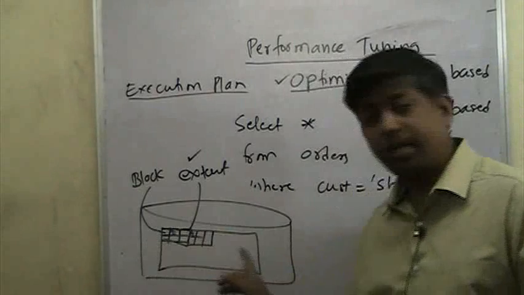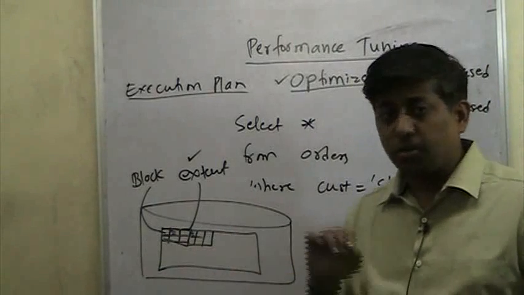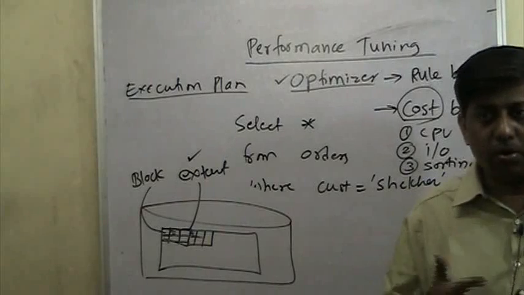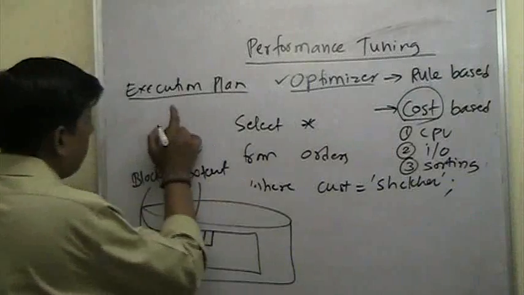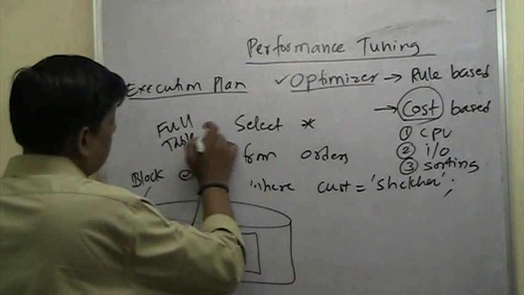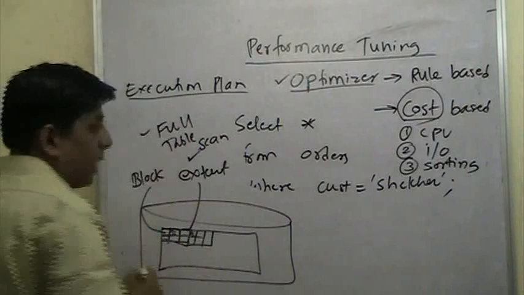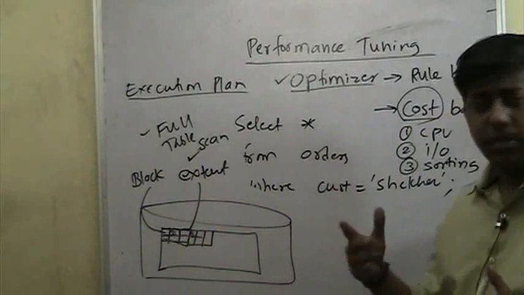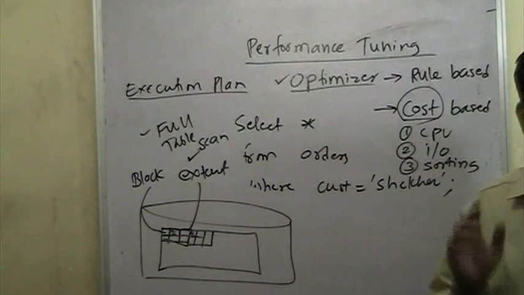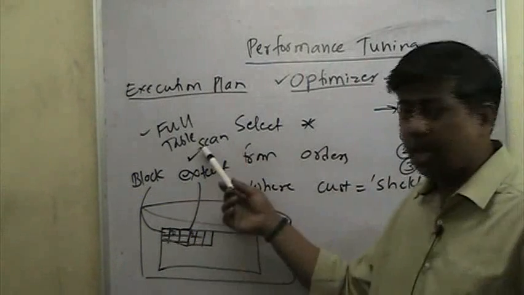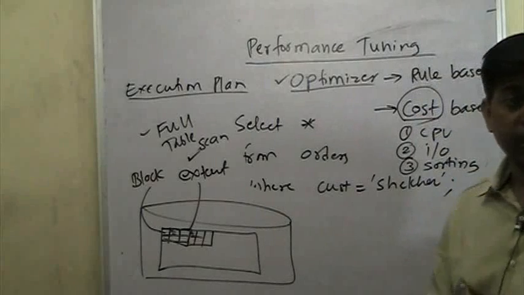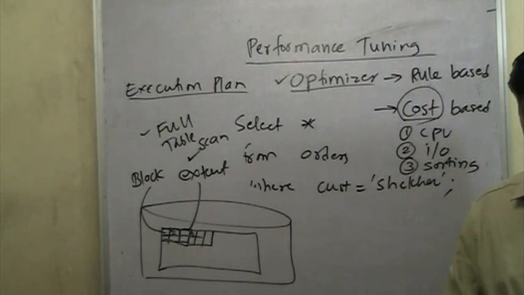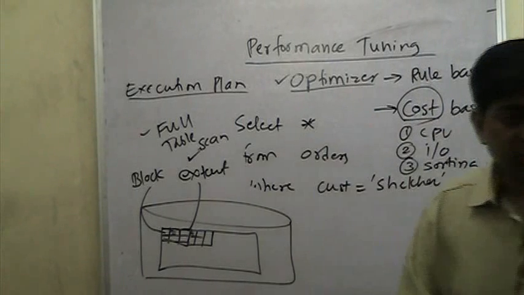That is, you are going through the whole table, block by block, searching each row, finding out whether Shekhar is there or not. This activity of reading each and every block of a table is called a full table scan. Full table scan is an activity of reading each and every block to find your answer. The worst thing from the performance tuning point of view is to do a full table scan to find the answer. But there was no way. Otherwise I could not have figured out where Shekhar is. So in earlier days we used to do only full table scans.